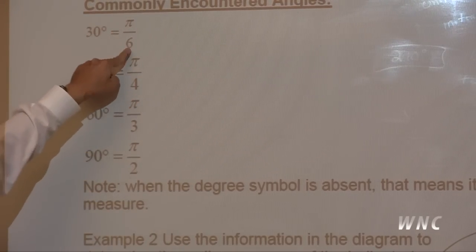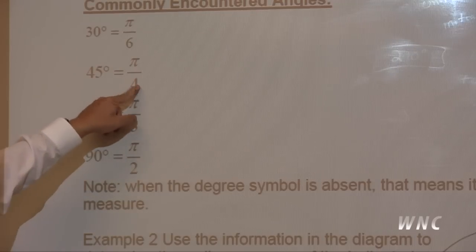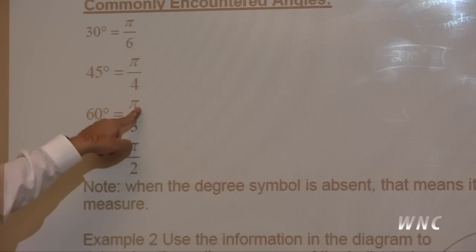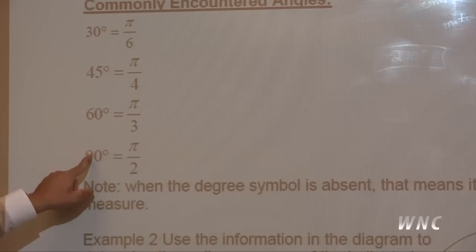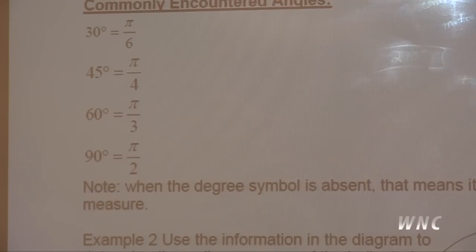30 degrees is pi over 6. 45 degrees is pi over 4. 60 degrees is pi over 3. And you could do the conversions, but after a while you'll start seeing a pattern. 90 degrees is pi over 2. So note when the degrees symbol is absent, that means we're in radian measure.